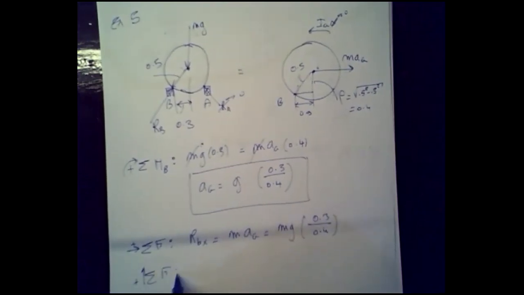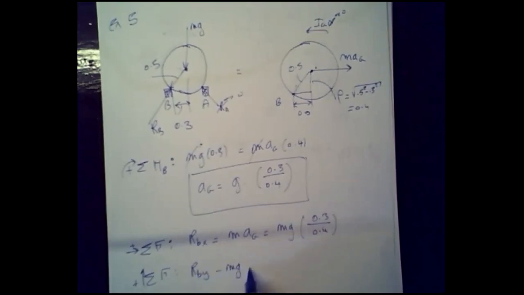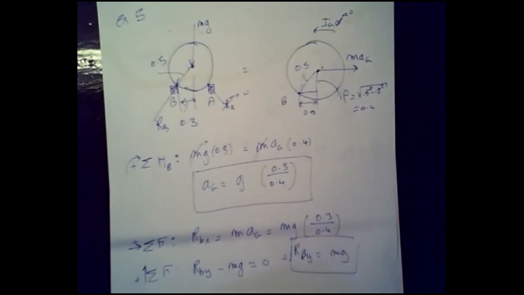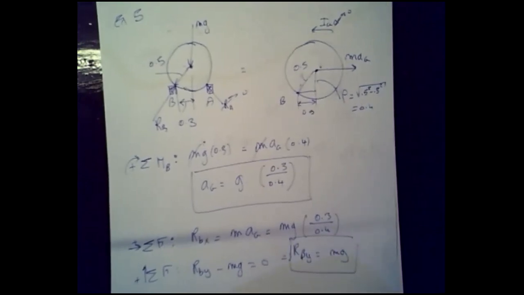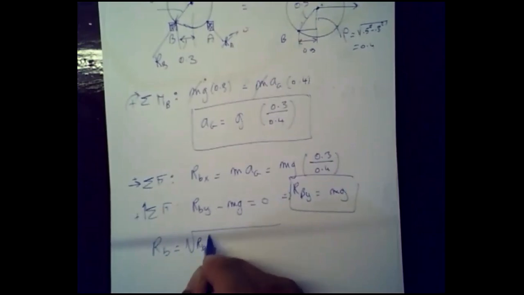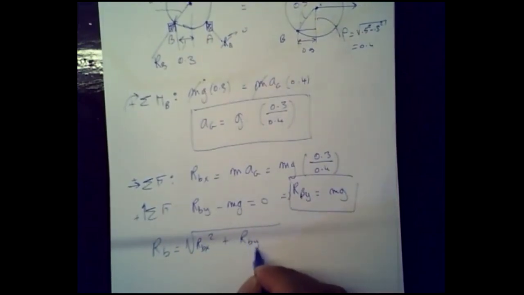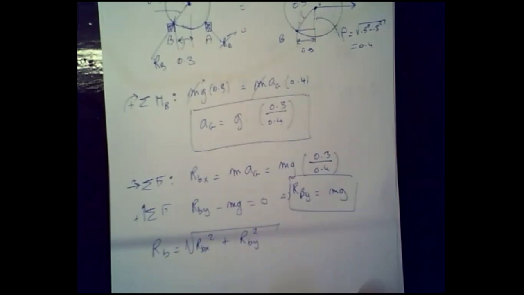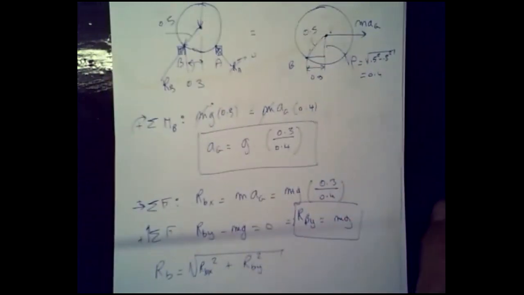So I'm going to sum the forces in the vertical. I'm going to call it RBY minus mg is equal to 0. So RBY is going to be equal to mg. And the actual value at RB is going to be the square root of RBX squared plus RBY squared. All right, so this is the first problem.